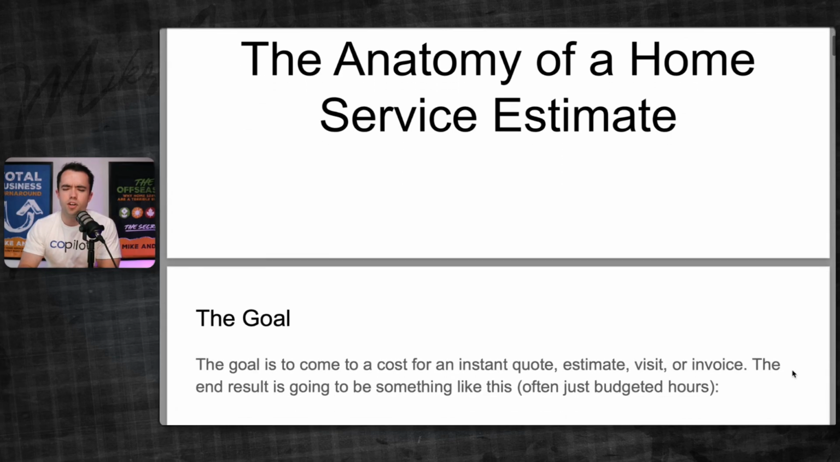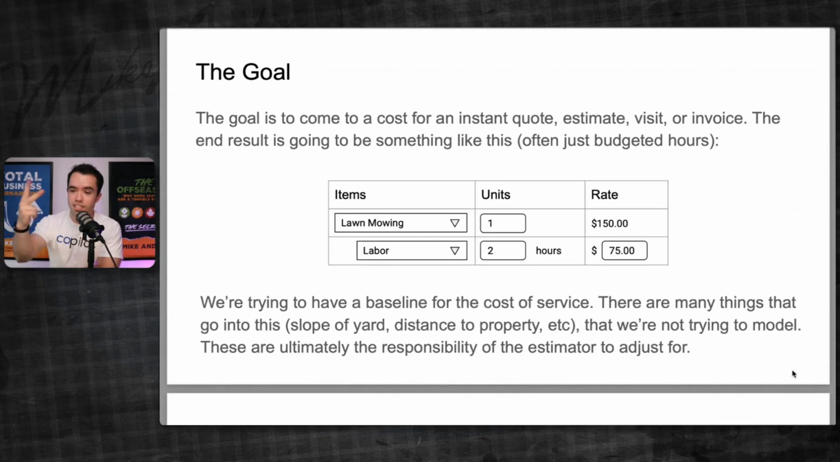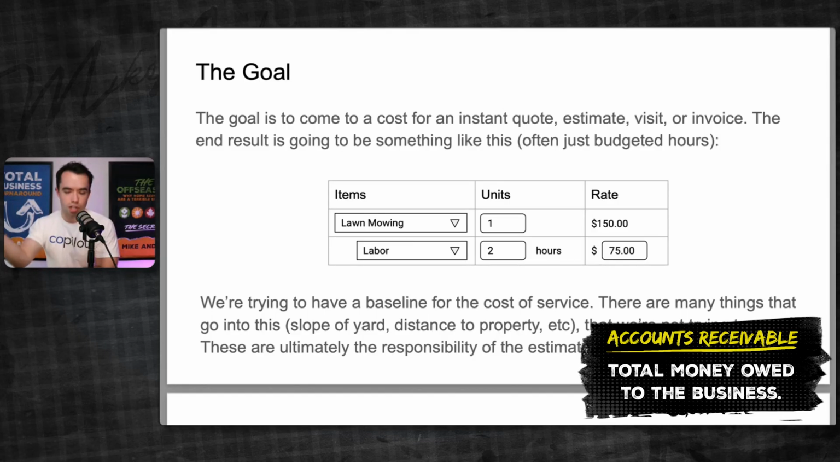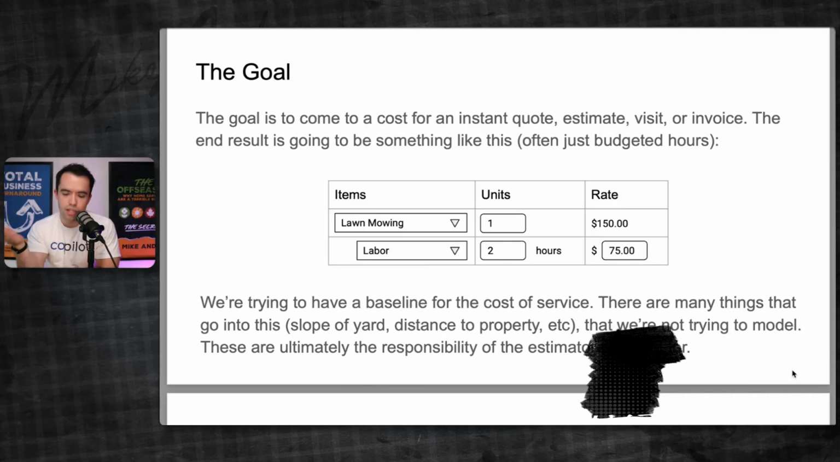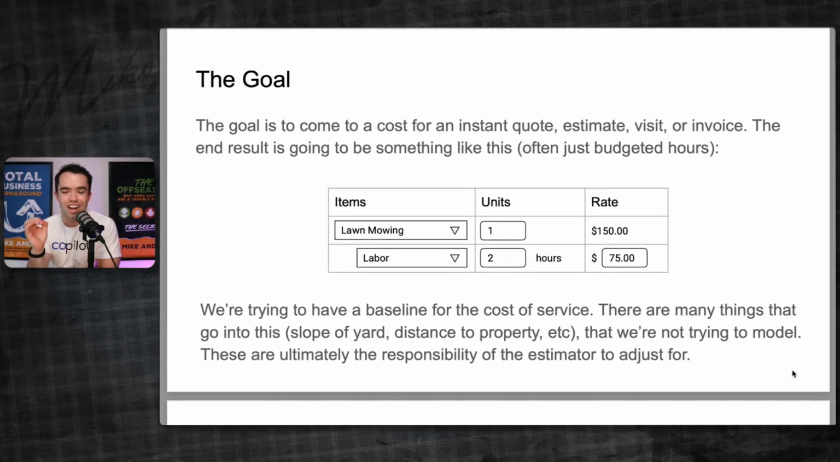So, the anatomy of a home service estimate. The goal is to come to a cost for an instant quote, an estimate, a visit, or an invoice. The end result is usually based off budget hours, the number of hours, and what our rate is. So if we have 2 budget hours at $75 per hour, that's $150. We're trying to have a baseline for the cost of service.